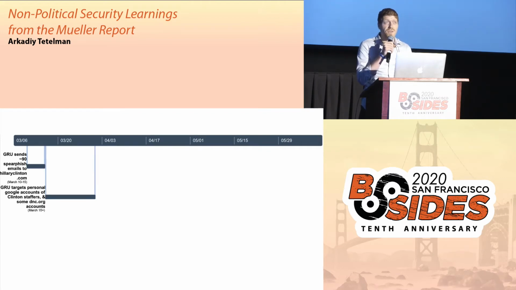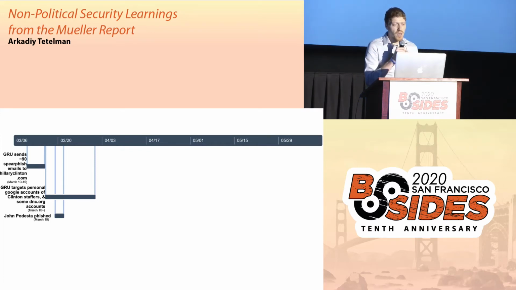Starting on March 15th, the GRU started to target personal Google accounts of Clinton staffers and some DNC.org accounts. And notably on March 19th, John Podesta was phished. If you can't recall, John Podesta was Clinton's campaign chairman at the time. So this was a pretty significant event for the election cycle. It was quite damaging, I think.